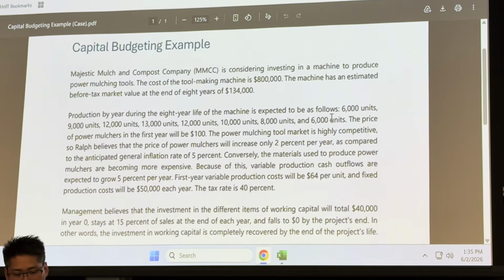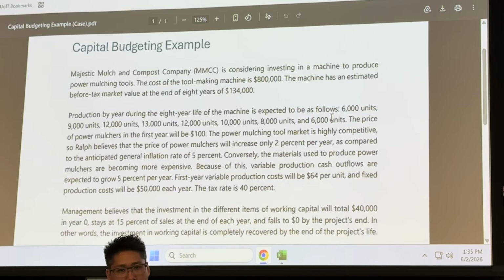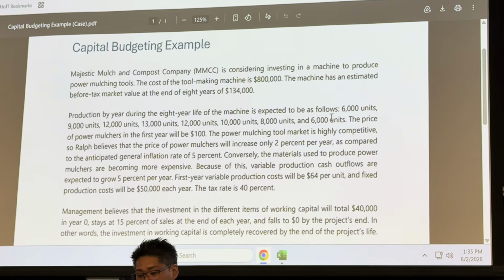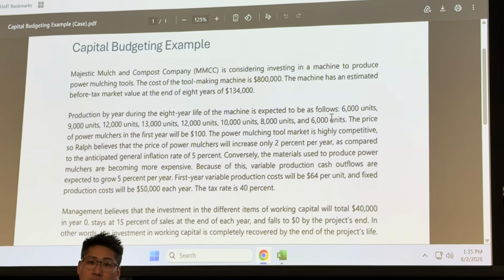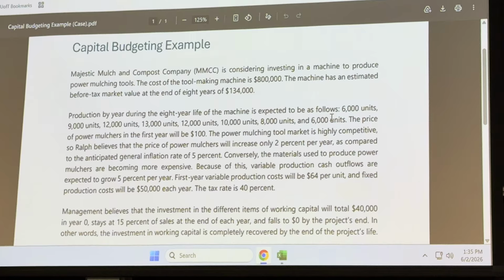Production by the year during the 8-year life of the machine is expected to be as follows. So there's an 8-year lifespan. First year 6,000 units, second year 9,000, 12,000, 13,000, etc. So again, this is something that you would have to predict as a manager. Now, looking at this number alone, do you see any trends here? Again, these are just common sense, all right? What's going on here? Looking at the number, what do you expect? Is there any interesting pattern you see here?